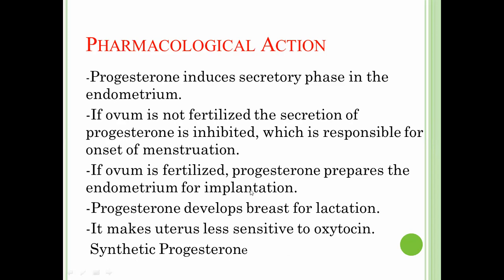Then next, progesterone develops the breast for lactation. It makes the uterus less sensitive to oxytocin. The uterus is a hollow muscular organ located in the female pelvis between the bladder and rectum. And natural progesterone makes the uterus less sensitive to oxytocin.